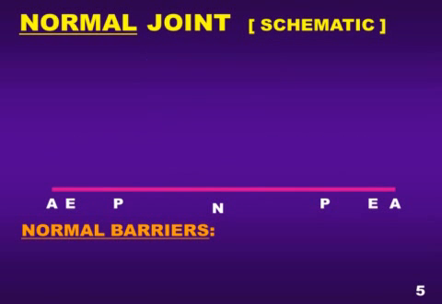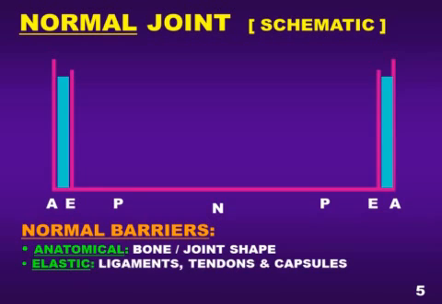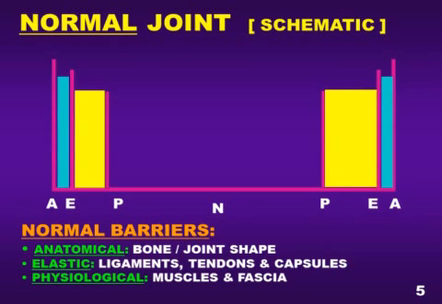A schematic for a normal joint could be as the following. You have an anatomical barrier, which means the shape of the joint determines what movement potential that joint has. You also have elastic barriers, which are made up of the ligaments, the tendons, and capsules, and they're going to restrict the movement a little bit of the anatomical shape of the joint. Then you have physiological barriers that are made up of the muscles and fascia. And so you have all three of these components in the joints of the body.